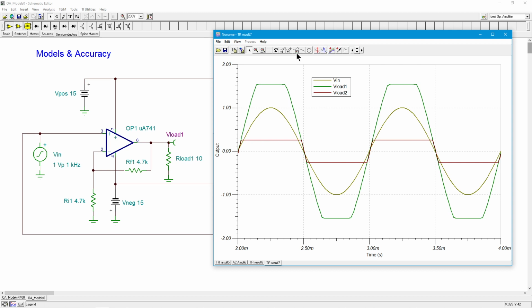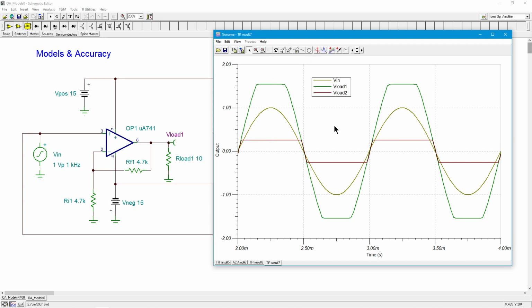Well, what's it clipping at? Like I said, maximum output current is about 25 mils. So 25 milliamps through 10 ohms would give you a peak value of about 1/4 volt. So let's grab this cursor and see what we get. Oh, look at that. We're getting just about 256 millivolts. That's right on line.